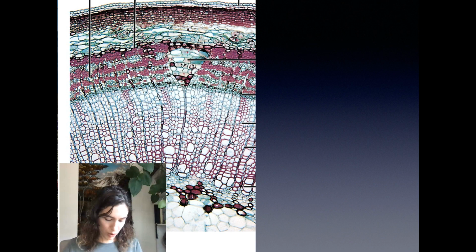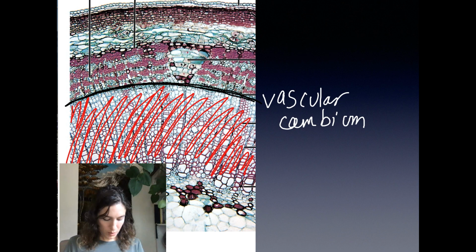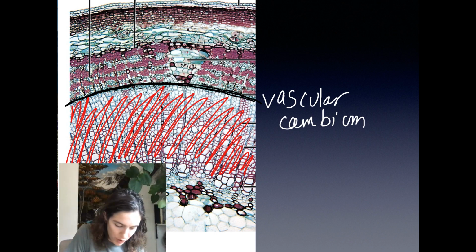Wanted to just really hone in on this vascular cambium. So now what we're going to do is take a slice of these cells and we're going to zoom in on it and see exactly what that vascular cambium is doing. So let's just take this slice of cells right here. And now, we've got our vascular cambium, we've got our secondary phloem, and we've got our secondary xylem.